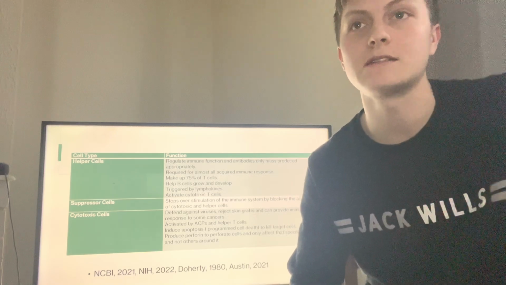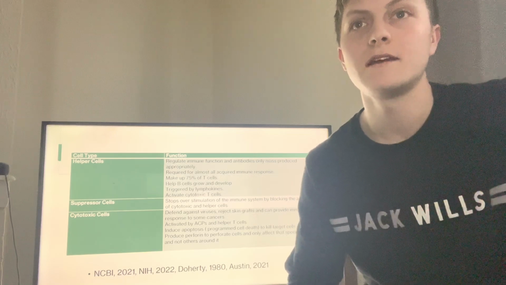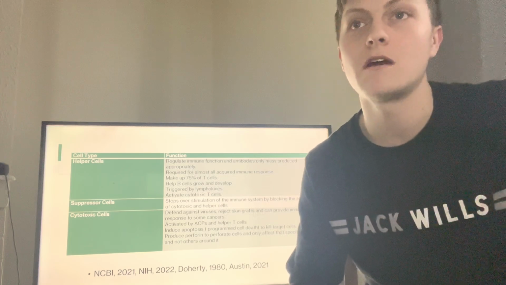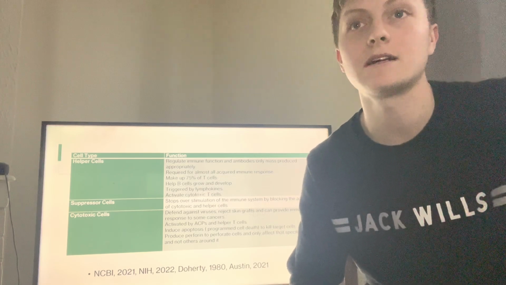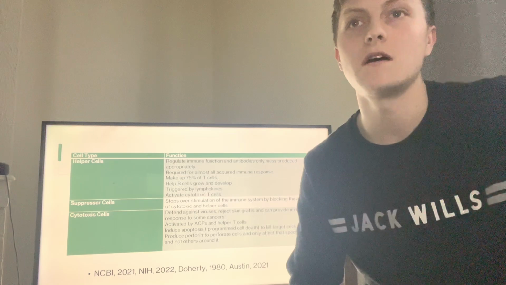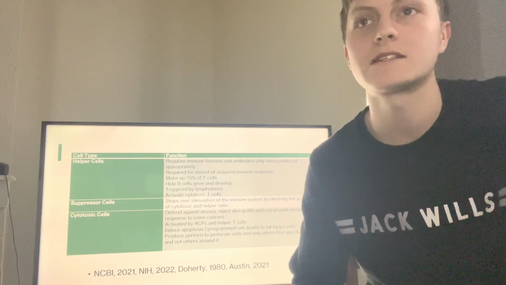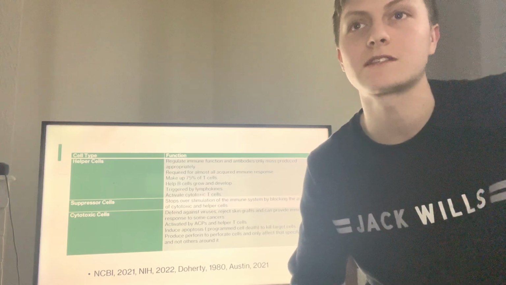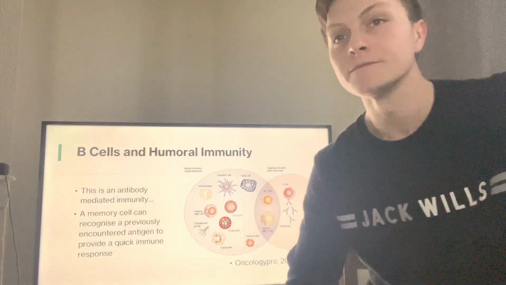Activated by APCs and helper T cells, they induce apoptosis, programmed cell death, to kill target cells, produce perforin to perforate cells and only affect that specific cell and not others around it.